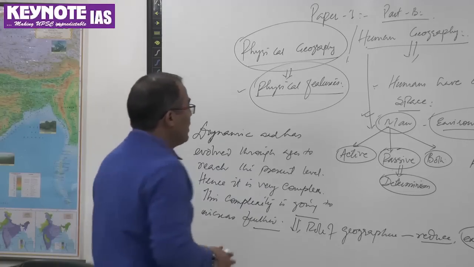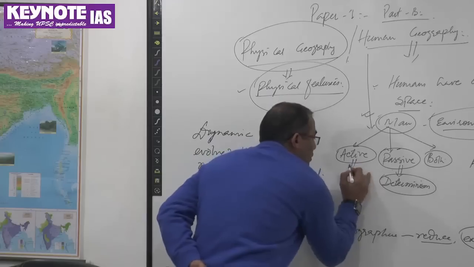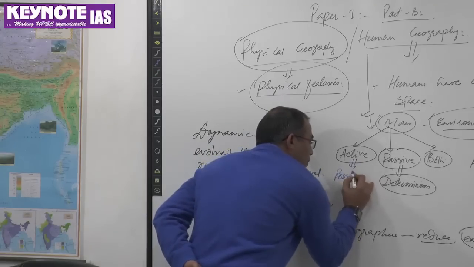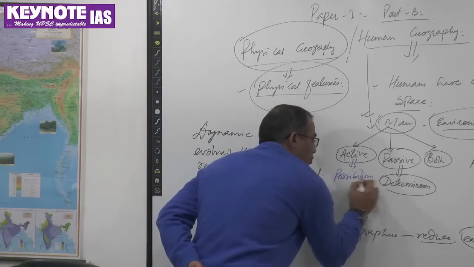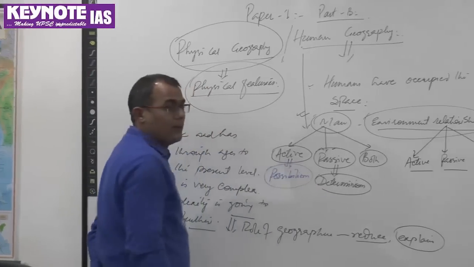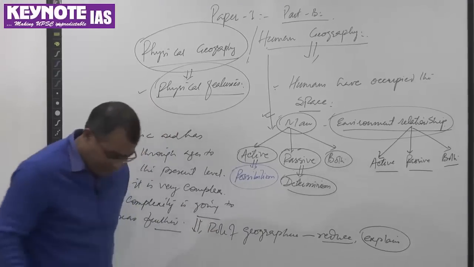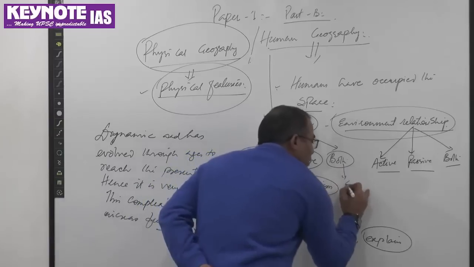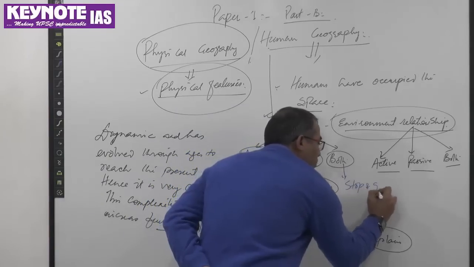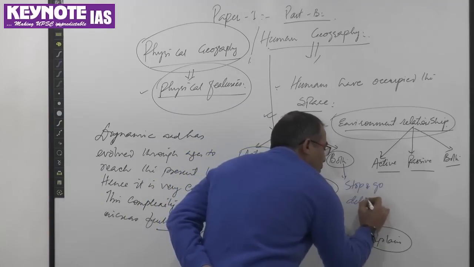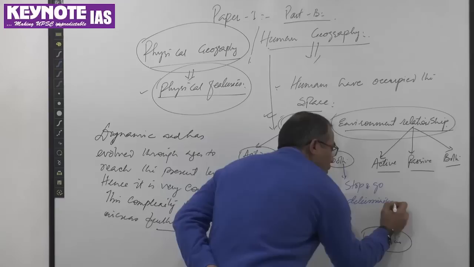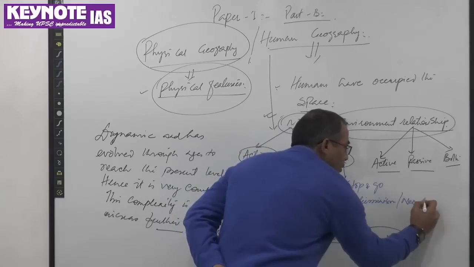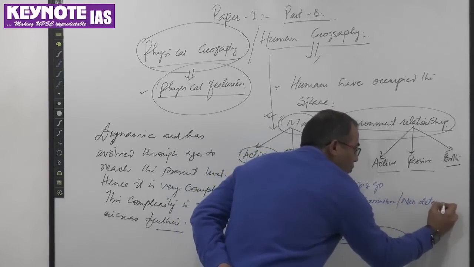So that's where when you see it is active, it becomes possibilist. The theory of possibilism, the philosophy of possibilism. When it is both, that becomes a very good example: stop and go determinism. That is, we can say neo-determinism also.